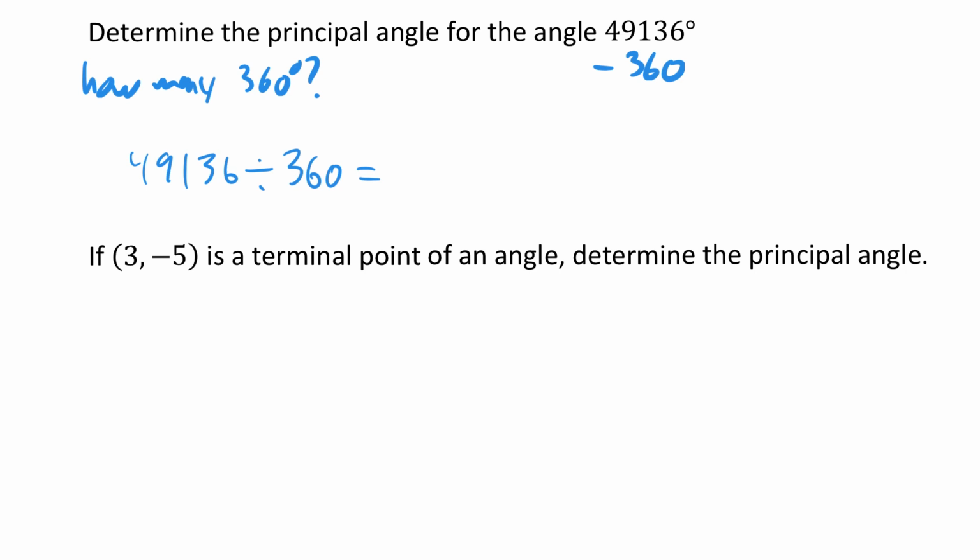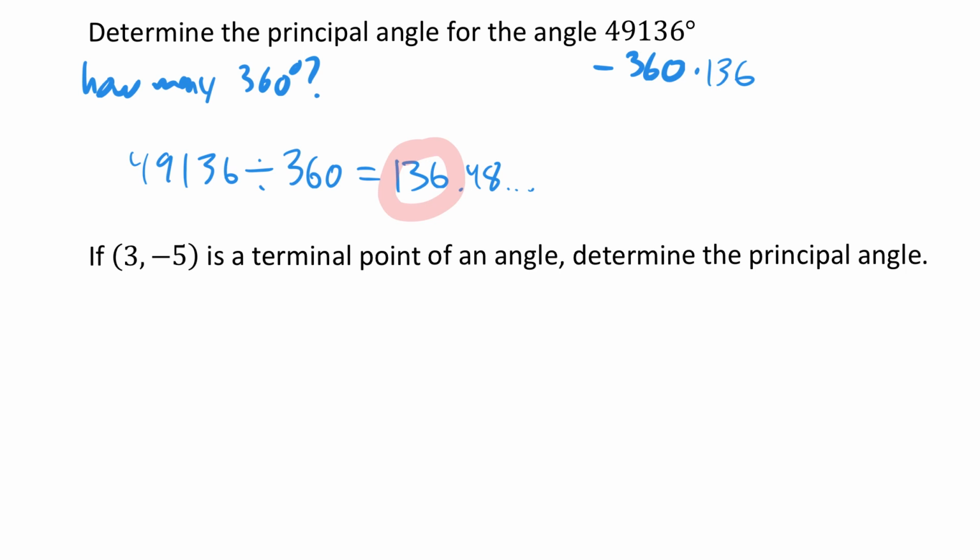And that's going to give us 136.48. And so what we do is we pop back and we go ahead and grab the important part of that. We grab the 136. And then we just continue on. So we have 136 groups of 360. That's how much we have to subtract off.